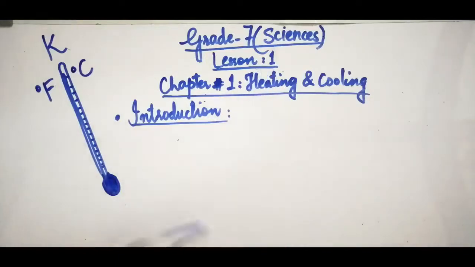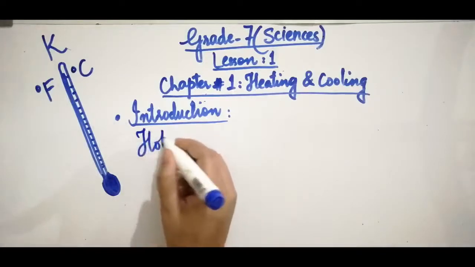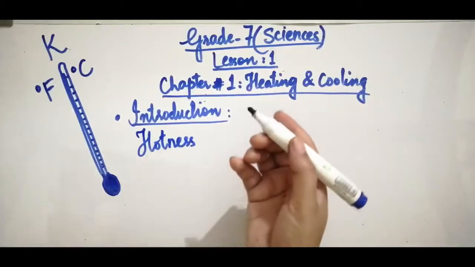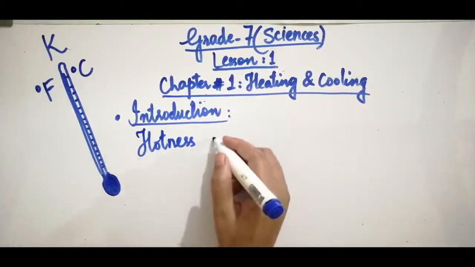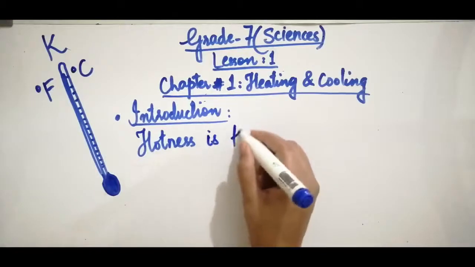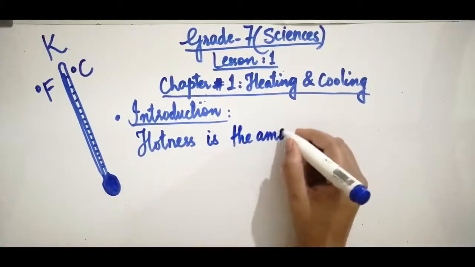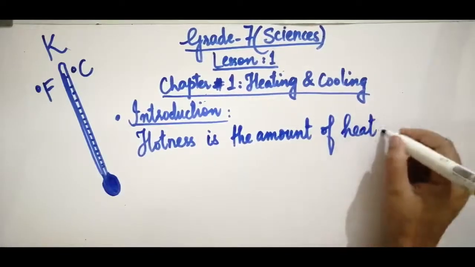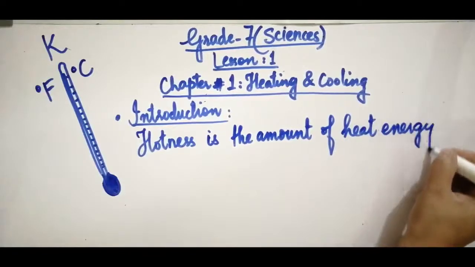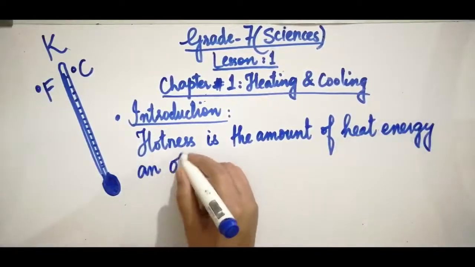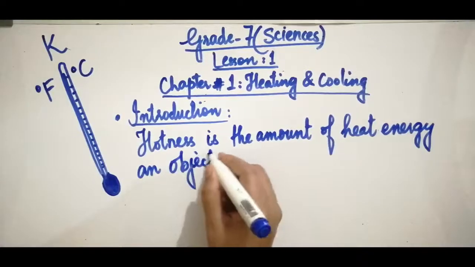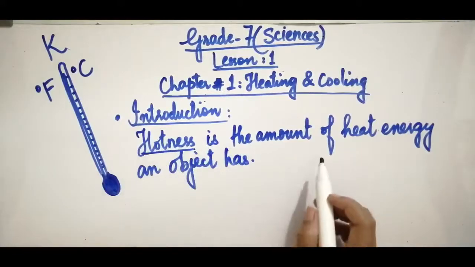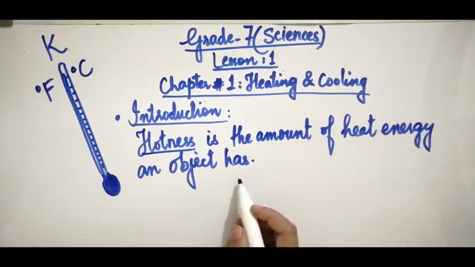So what is hotness? After clearing this point, that if something is hot, then you have to pull your hand away, what is hotness? Hotness is the amount of energy. Which energy? It is heat energy an object has. So this will become the definition of hotness, that it is the amount of heat energy an object has.